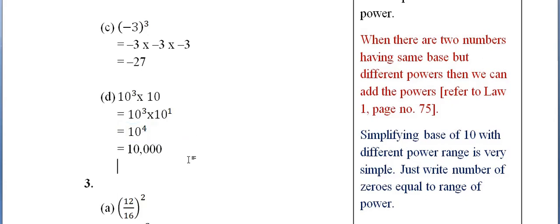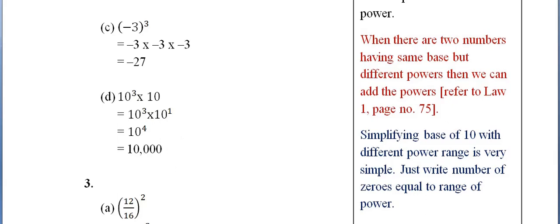Okay, and it's very simple when you are simplifying the base of 10. You just have to look at the power, 4. What is the power? 4, isn't it? So you will simply write zeros 4 times: 1, 2, 3, 4. That is your 10,000. If the power was 5, then you will write 5 zeros. If the power is 6, then you will write 6 zeros. If the power is 7, then you will write 7 zeros. Okay, it's very simple.